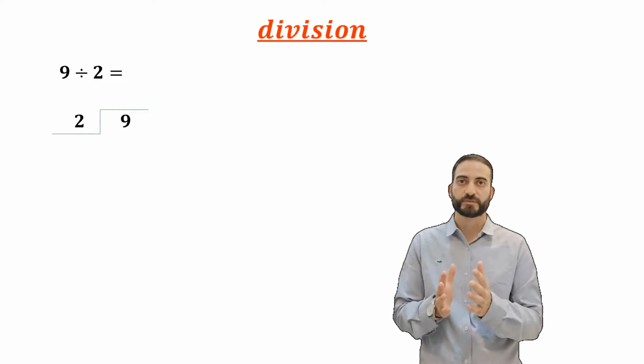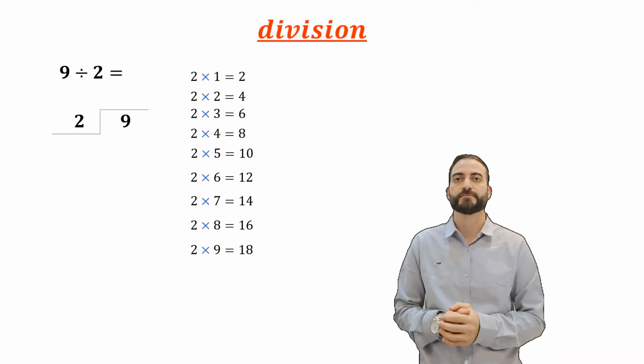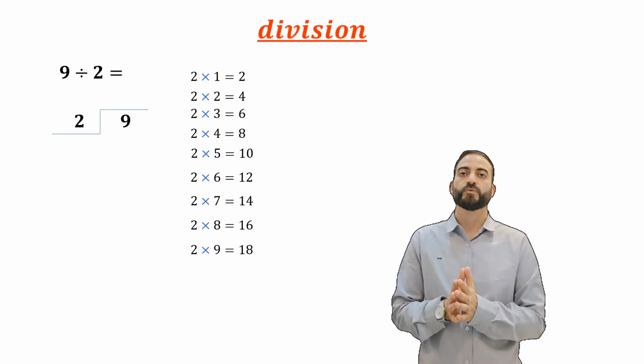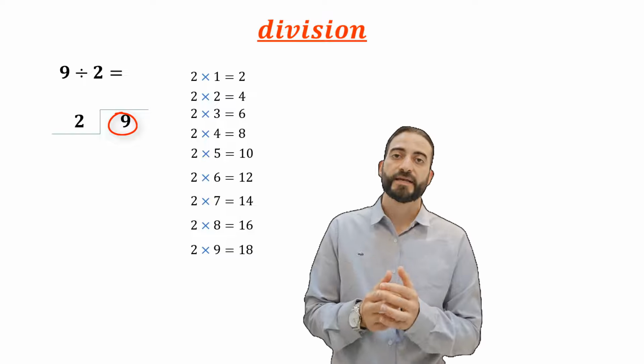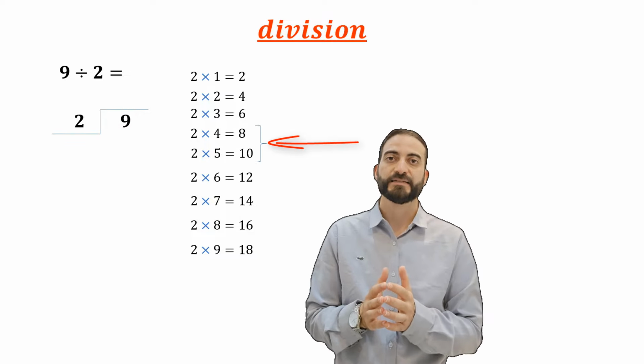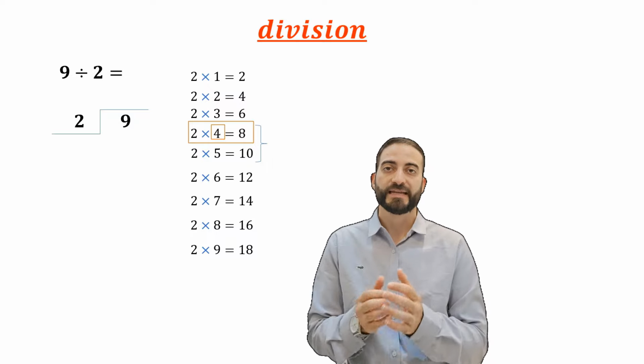The dividend is always before the sign, this sign, and the divisor after this sign. Now the first step is to look at the divisor and write its multiplication table, which is like this. The second step is to look for the dividend, which is 9. As we see, the 9 is here between 8 and 10. So we must take the smaller one, which is 8.